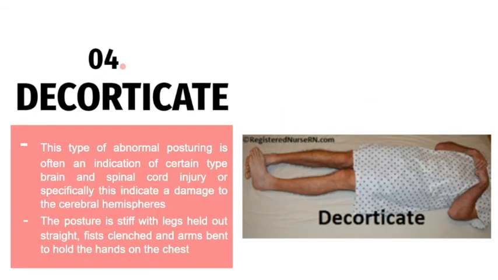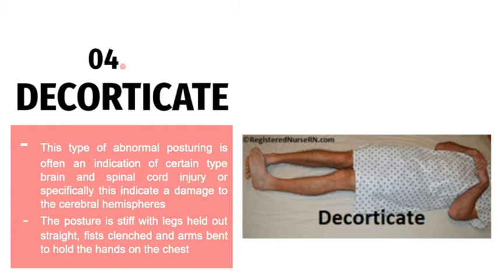So next, we have the decorticate posturing. This is a type of abnormal posturing, often an indication of certain types of brain and spinal cord injury, or specifically, it indicates damage to the cerebral hemisphere of the patient. So remember, decorticate, the cerebral hemisphere of the patient. The posture is stiff, with legs held out straight, fists clenched, and arms bent to hold the hands on the chest.